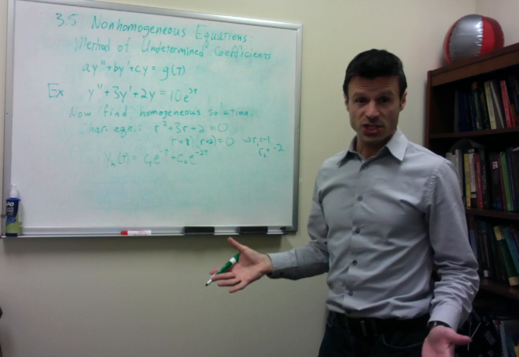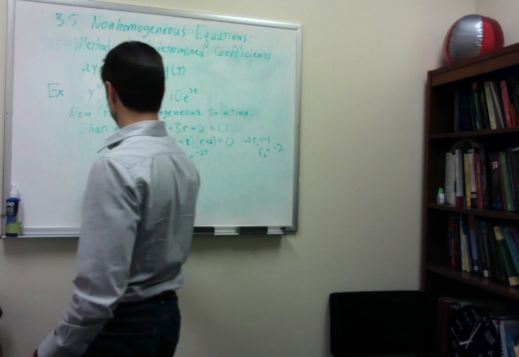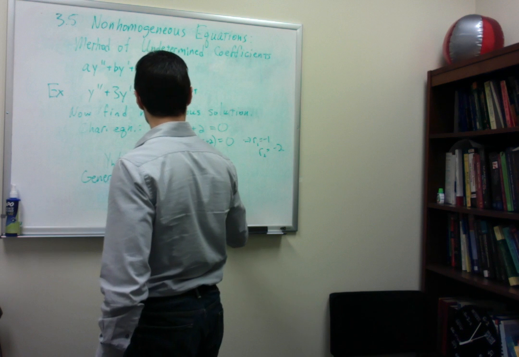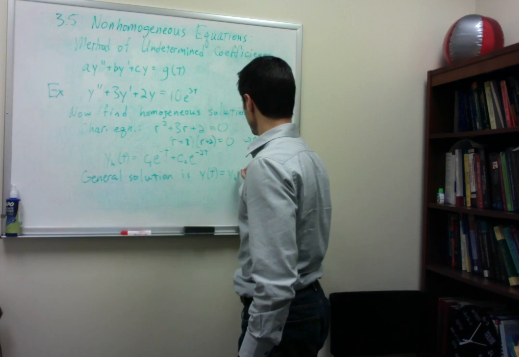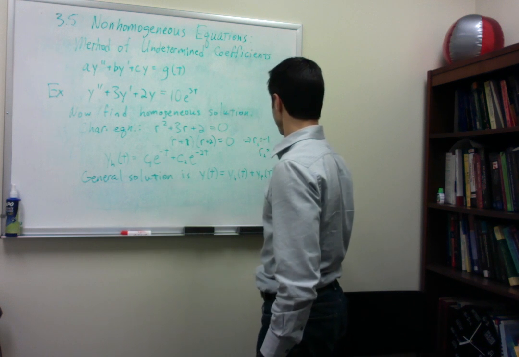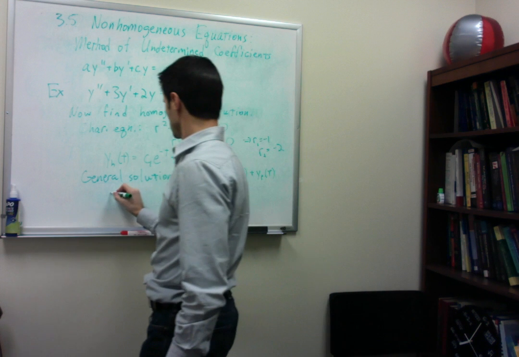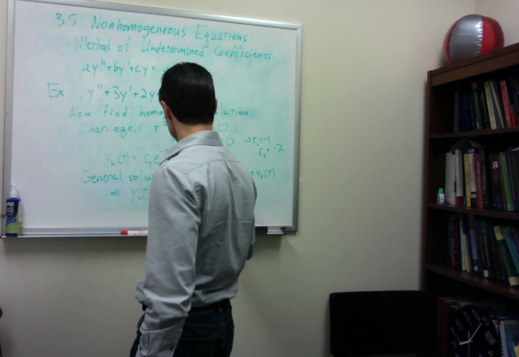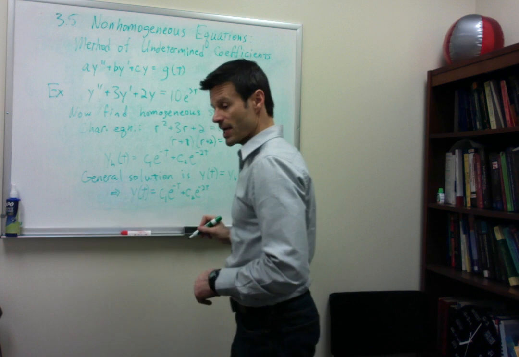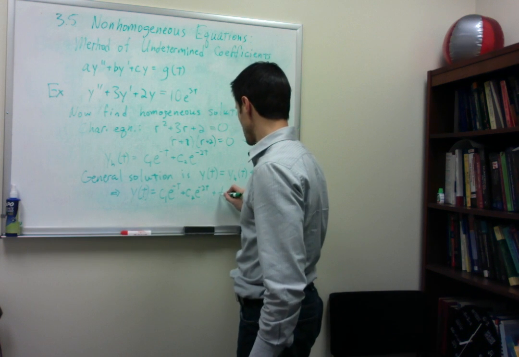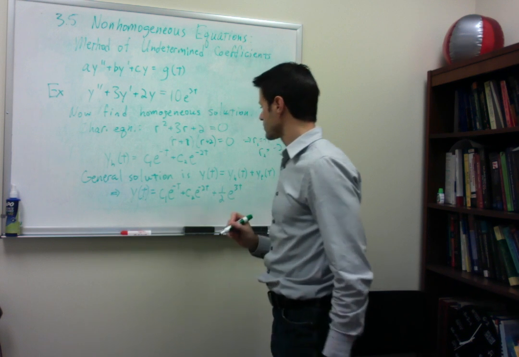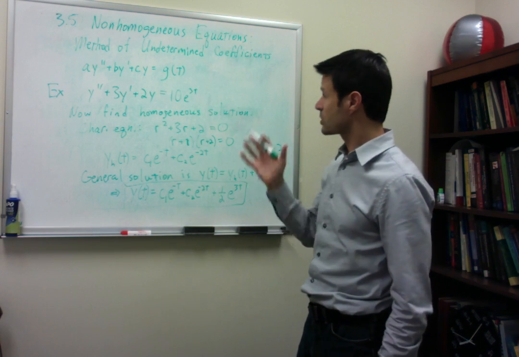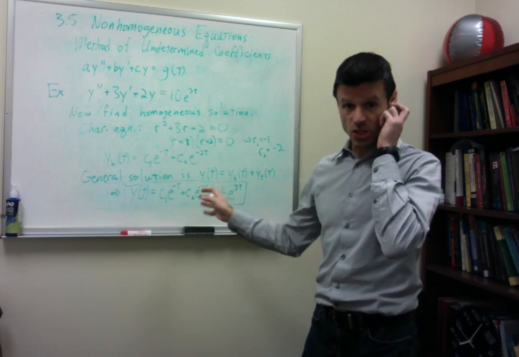And the general solution is now a sum of the two. So the general solution is y of t equals y homogeneous plus y particular. And so in this case, y of t equals c1 e to the minus t plus c2 e to the minus 2t, and if I bring back that particular solution, plus 1/2 e to the 3t. Now, if we had initial conditions for this problem, we could solve the initial value problem. We could solve for the c1 and c2.